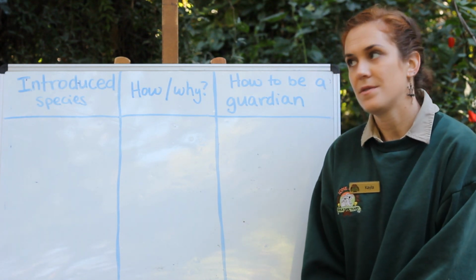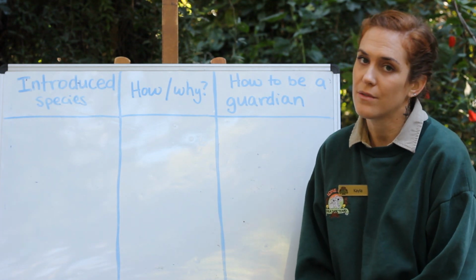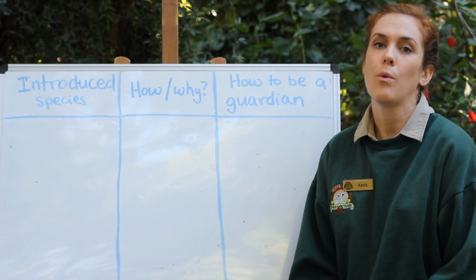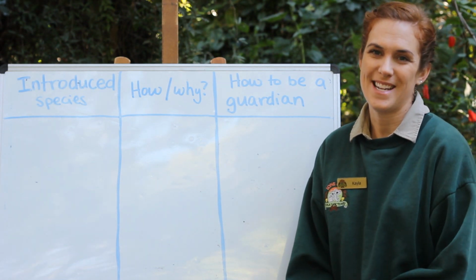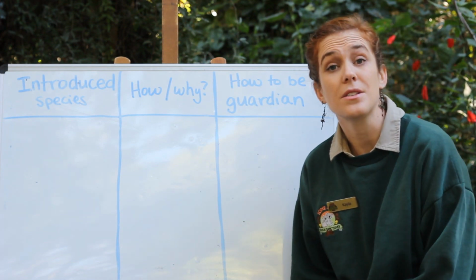Now, there are lots of different reasons that an animal can become endangered. I'm sure you can think of a few right now. But today, we're going to be exploring one specific reason that animals can become endangered, and this is actually quite a big one here in Australia.